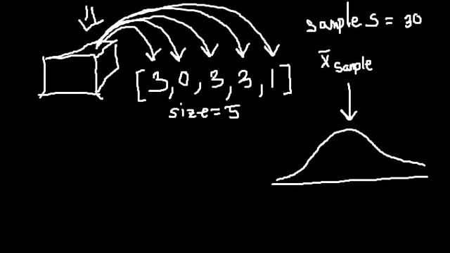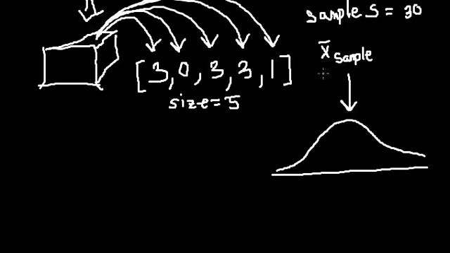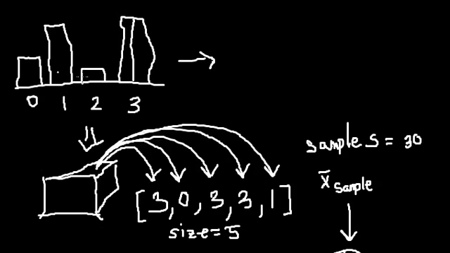Now, as we talk about the interesting property of the mean of the sampling distribution, the mean, which is right here, the mean of the means, or the mean of the sampling distribution, is equal to the mean of our population. So no matter how weird the population distribution is, the mean of the sampling distribution is equal to the mean of the population.